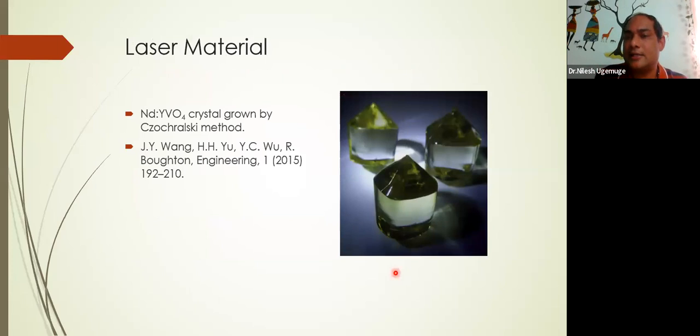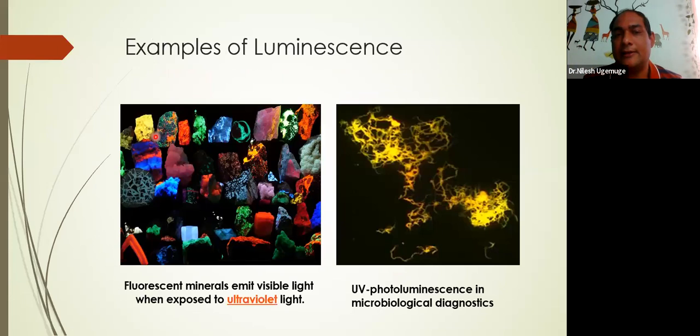So this is the laser material NdYVO4. We have recently synthesized this material using some novel techniques, so that we can save energy and environmental degradation. The same material, NdYVO4, we are reporting as a laser material. So you can see some examples of luminescence. These fluorescent minerals emit visible light when exposed to UV light. They will only show this kind of light when exposed to UV light only. Otherwise, we can't see it.